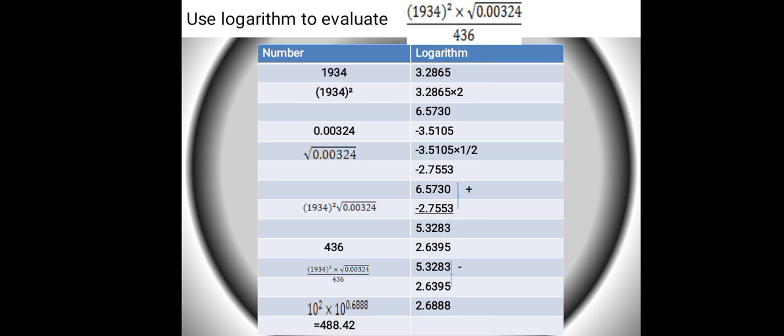Now we get the logarithm of the denominator. It is 2.6395. Now we divide the numerator and the denominator. It means subtracting the logarithm. So we subtract 2.6395 from 5.3283. We get 2.6888. Now the antilogarithm of that is 488.42.